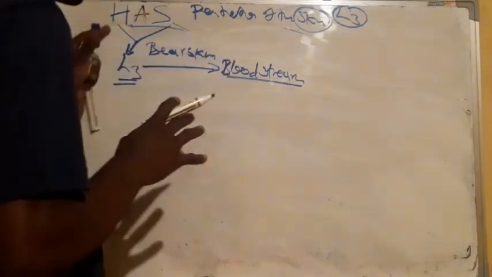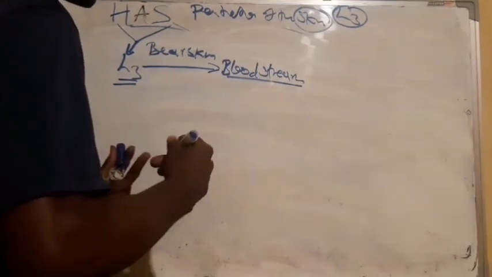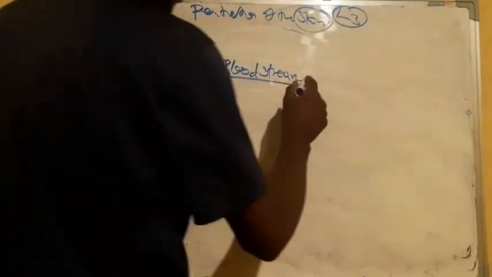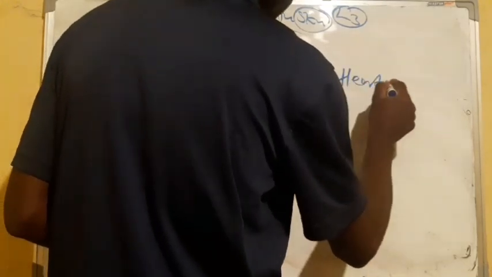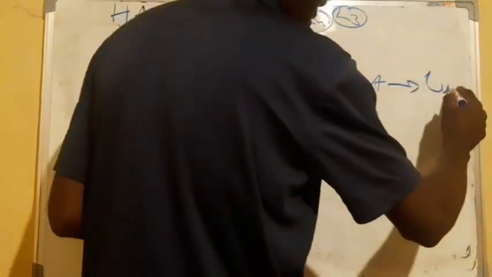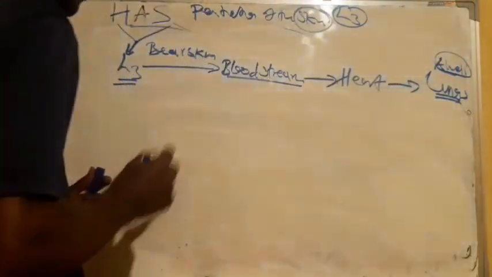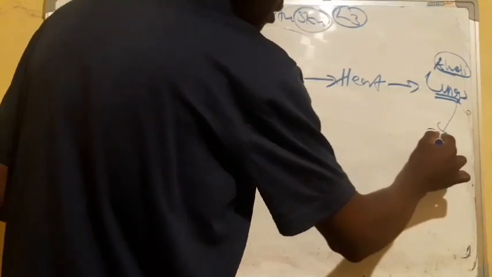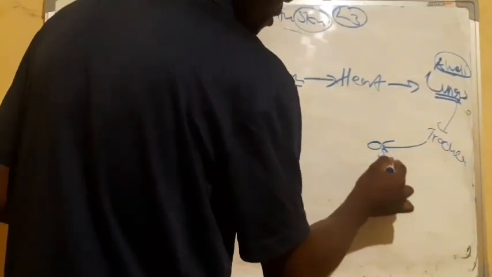Remember, don't forget that it involves the tissue stage, but it becomes an adult in the small intestine. So, bloodstream. After the bloodstream, where does it go? It goes to the heart. After going to the heart, it goes to the lungs, specifically the alveoli. Then from the alveoli, it goes up to the trachea. Then the esophagus.